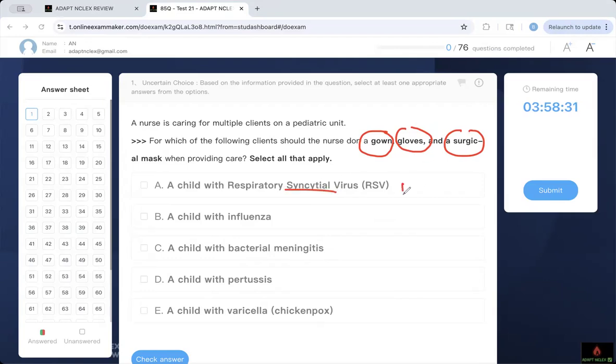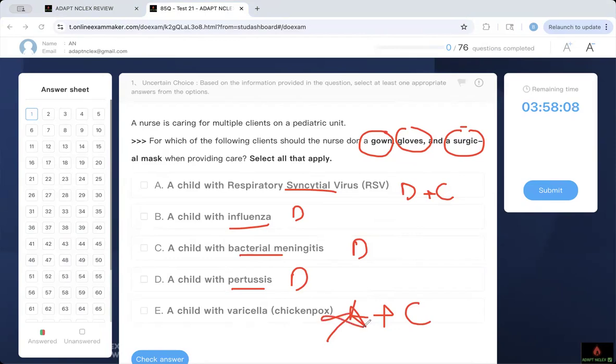RSV, droplet and contact. Influenza, droplet. Meningitis, droplet. Pertussis, droplet. Chickenpox, airborne and contact. Based on that, what do you think? To wear a surgical mask, you don't need it for airborne. You need N95. This is gone. A surgical mask you need for influenza, bacterial meningitis, and pertussis. But you don't need gown and gloves because there's no contact.